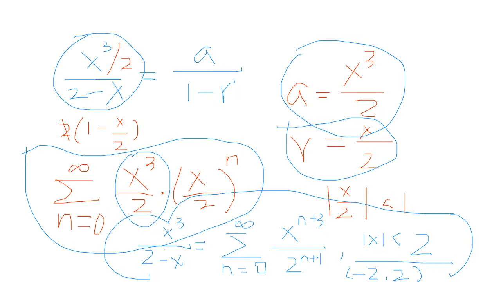Great. So Golomb's and mine are exactly the same, right? x raised to n plus 3 divided by 2 raised to n plus 1. Yes, just with the condition of absolute value of x less than 2, or with the radius of convergence, with the interval of convergence of -2 to 2. Okay, anyone has any questions?